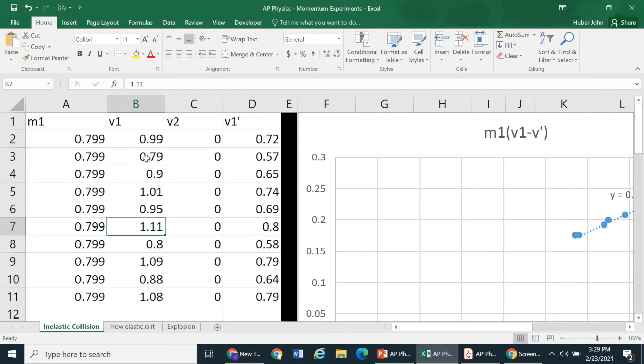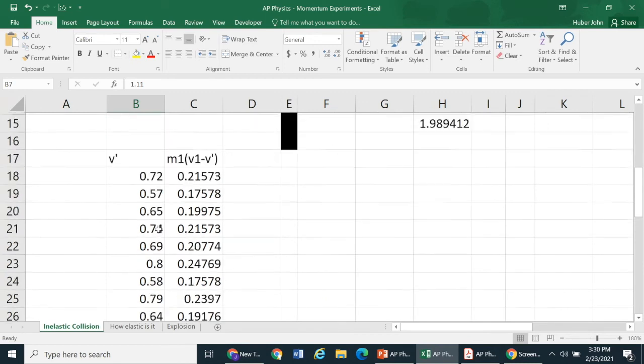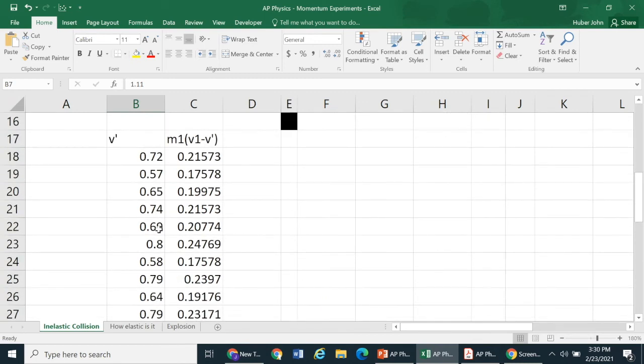And so, as we mentioned, if you want to produce a graph that has a slope equal to the mass of the object, you have to graph M1 times (V1 minus V prime) on the y-axis and V prime on the x-axis.